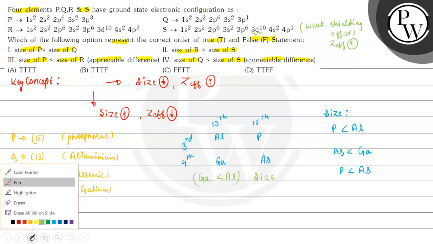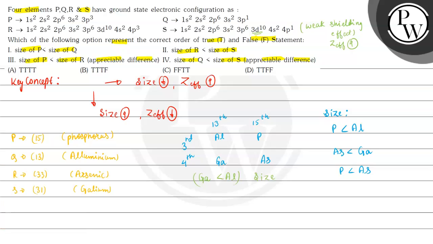From this we can say that at first, size of P is less than size of Q. P is phosphorus and Q is aluminium, so size of phosphorus is less than aluminium. This is true. Next we have size of R less than size of S. R is arsenic, S is gallium, so size of arsenic is less than gallium. This is also true.